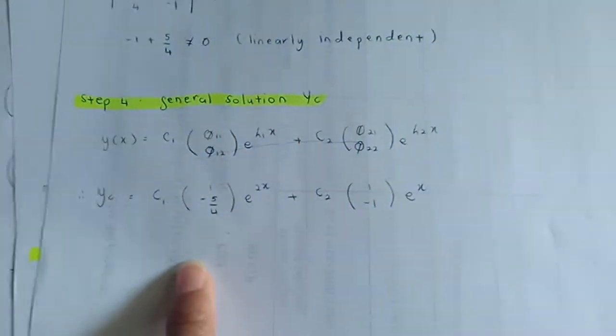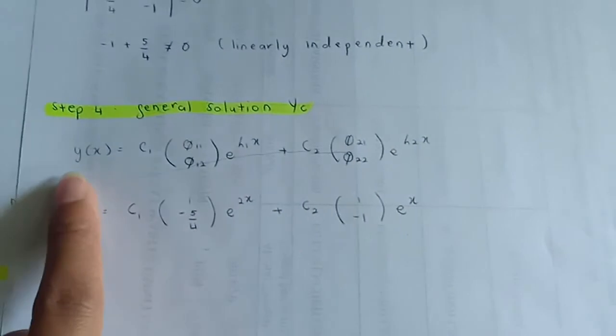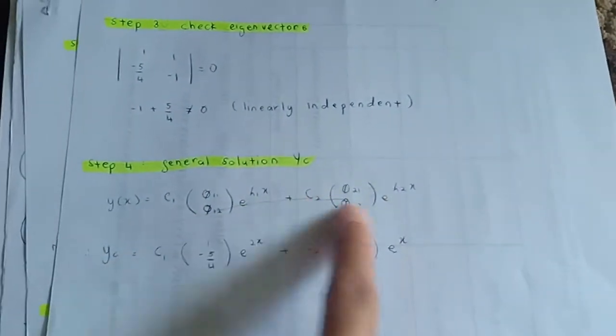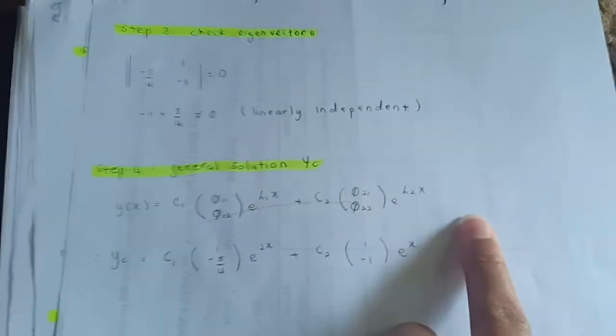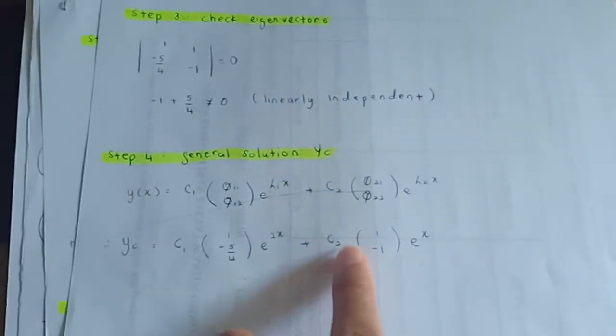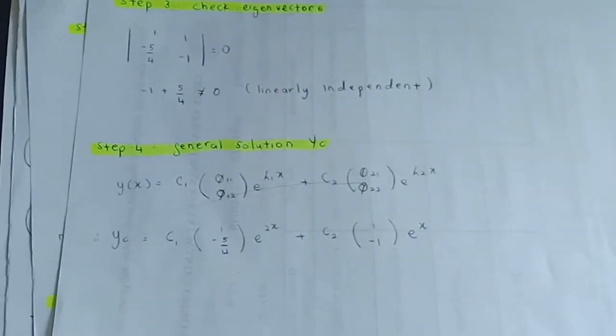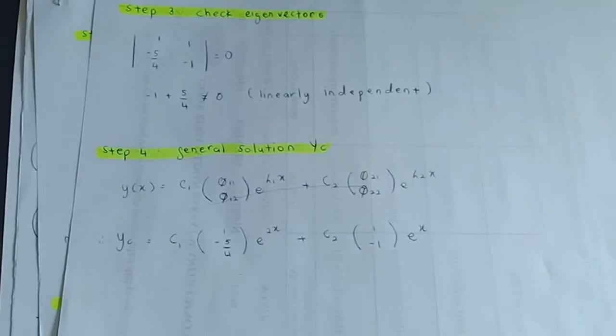We can straight away get the yc. I just substitute the eigenvalues lambda 1 and lambda 2 here, and I will get the general solution for yc. And we have settled the first part, which is obtaining the yc. We proceed to part 2, finding yp.